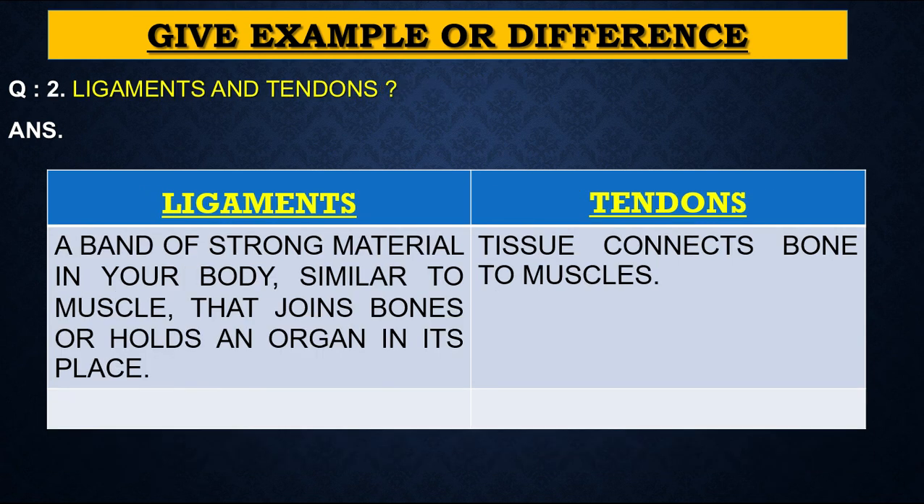Next question: ligaments and tendons. Do you know what are ligaments and tendons? Please write in the chat box. Ligaments. A band of strong material in your body, similar to muscle, that joins bones or holds an organ in its place is known as ligament. Tendons. Tissue that connects bone to muscles. Tendons are the tissue which connect bones to muscles.